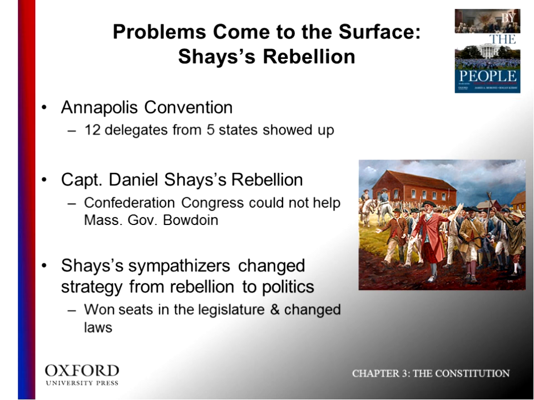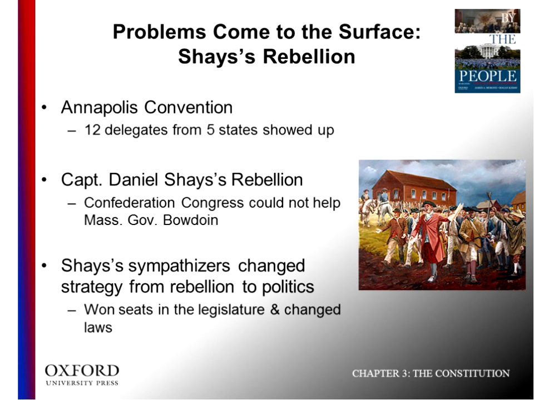So Governor Bowdoin essentially hired a private army. Most of them were mercenaries. A good chunk of them were what we called Hessians that came over from Germany, but most of them were people already living in the U.S. They defeated Captain Daniel Shays, arrested him, put him on trial, and executed him. So we're talking about some pretty turbulent times here in the United States.